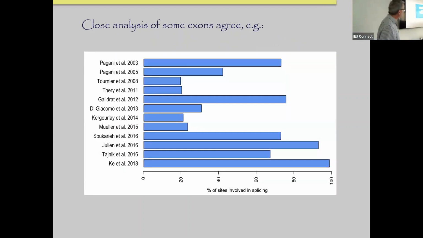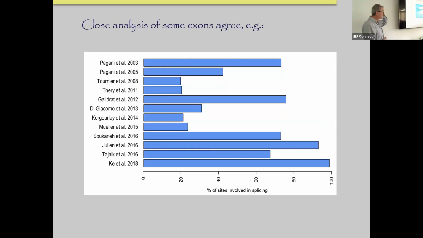You might think that's a little bit outlandish, but actually it agrees with a number of much more detailed studies. What I'm showing you here is that each of these papers provides an analysis typically of one exon, and they will mutate the exon in a mini-gene construct. Having mutated the exon, they'll ask what proportion of the mutations have actually changed the splicing. That's what you see on the x-axis, the percentage of sites that appear to be involved in splicing, and it runs from about 20% for some exons up to about 100% for others.